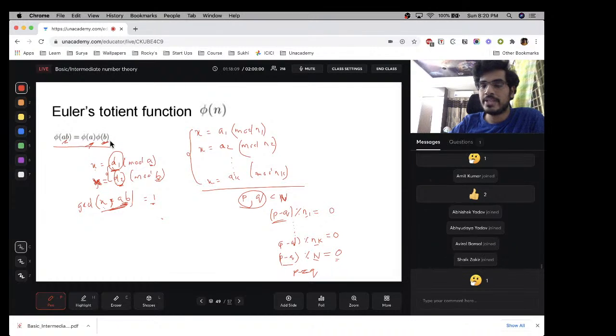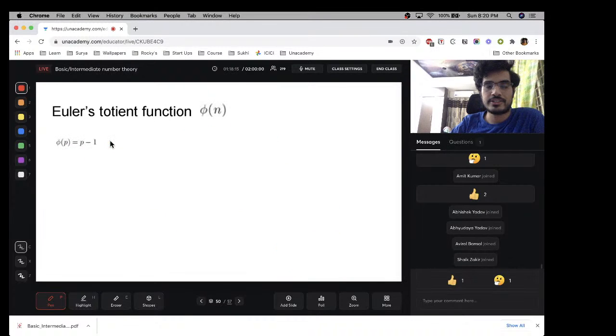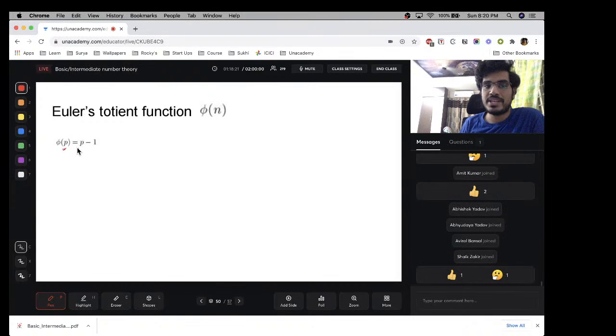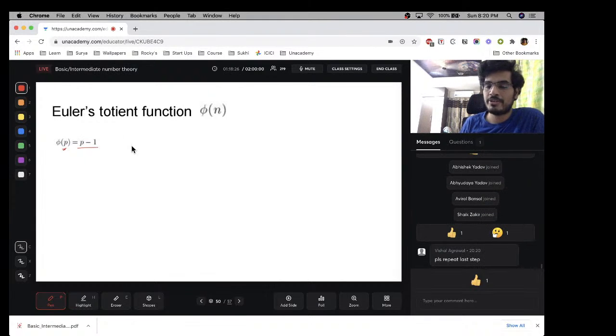That way LHS will be equal to RHS. Let's go further. If p is prime, phi of p is equal to p minus 1. It's very simple. There are no numbers which have a common factor, right?